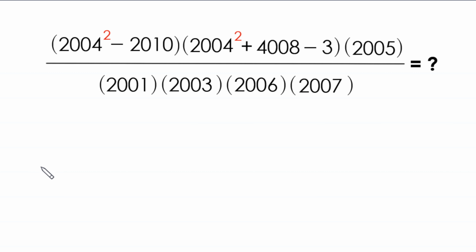Hello everyone, you are welcome to how to evaluate this very nice expression: 2004 squared minus 2010 times 2004 squared plus 4008 minus 3 times 2005, all this divided by 2001 times 2003 times 2006 times 2007. So let's start. This expression can be rewritten as this.